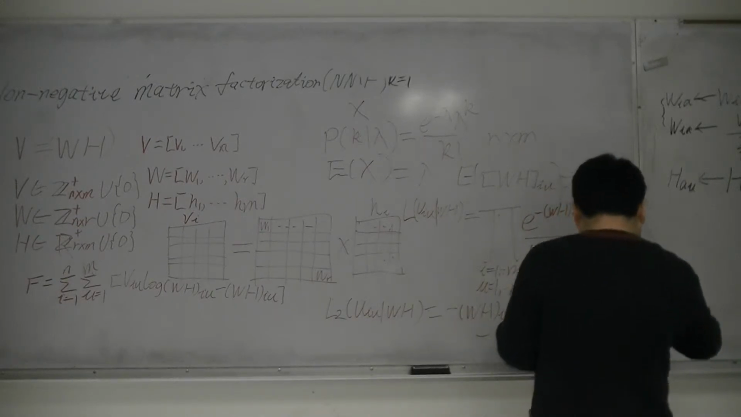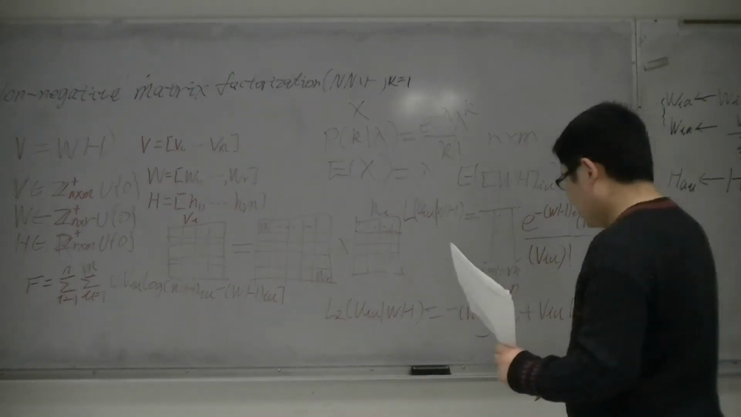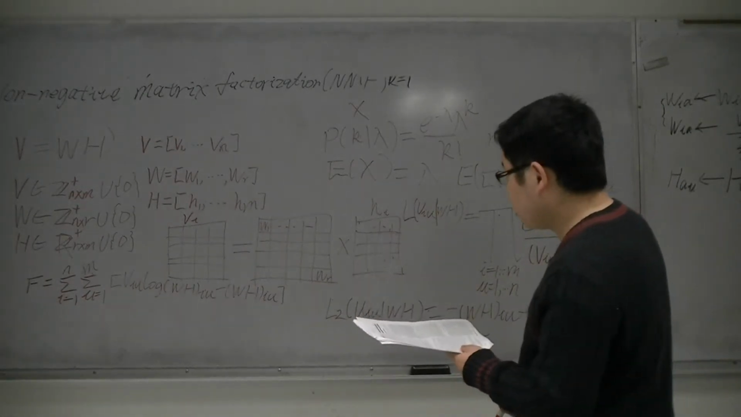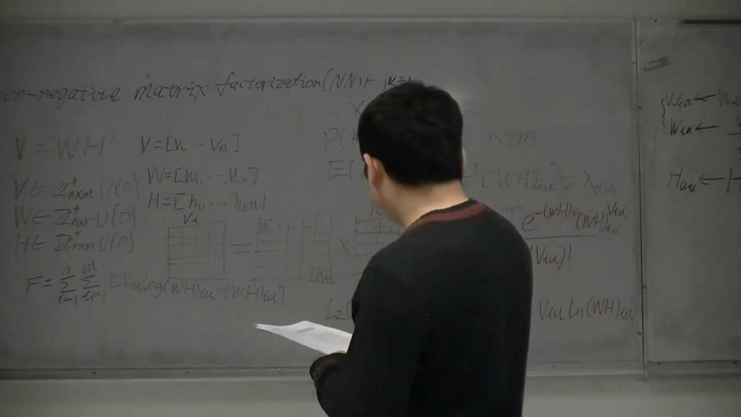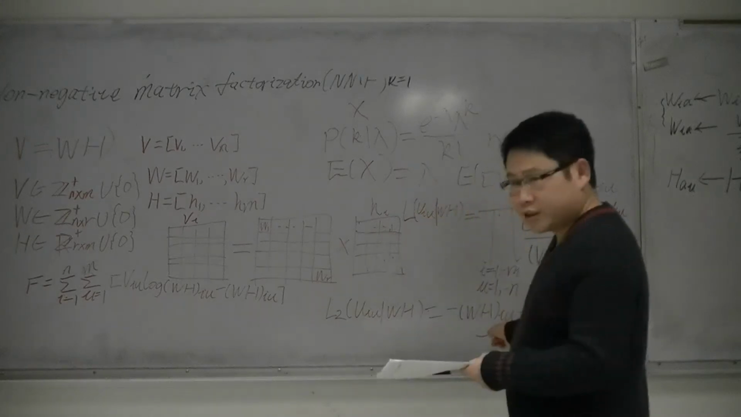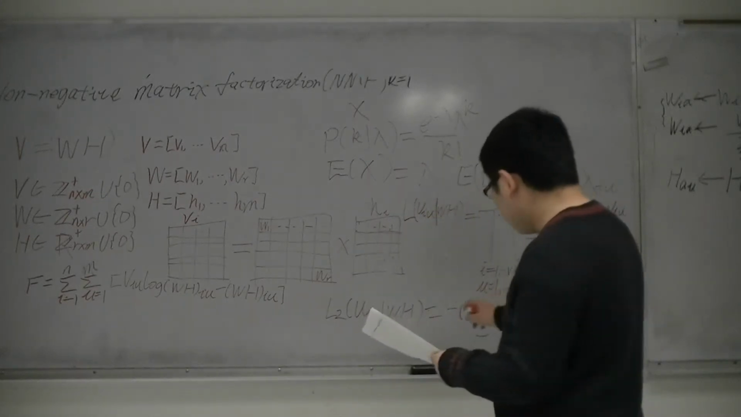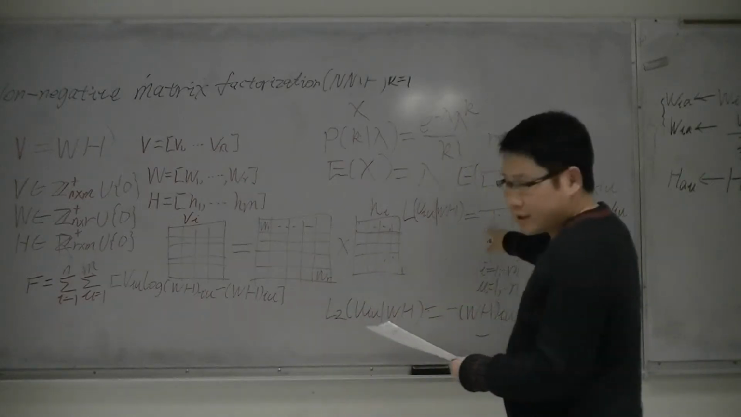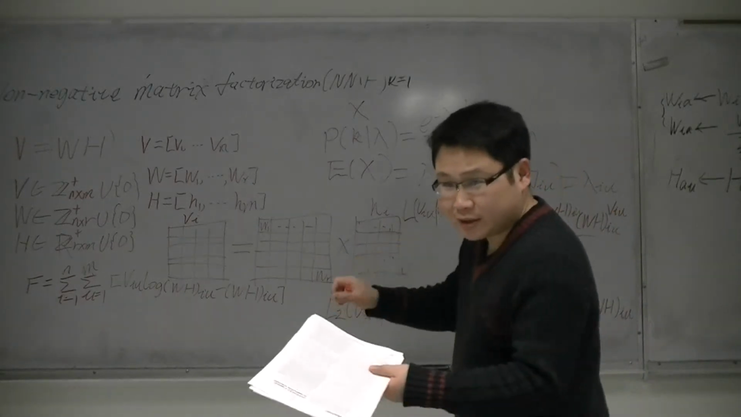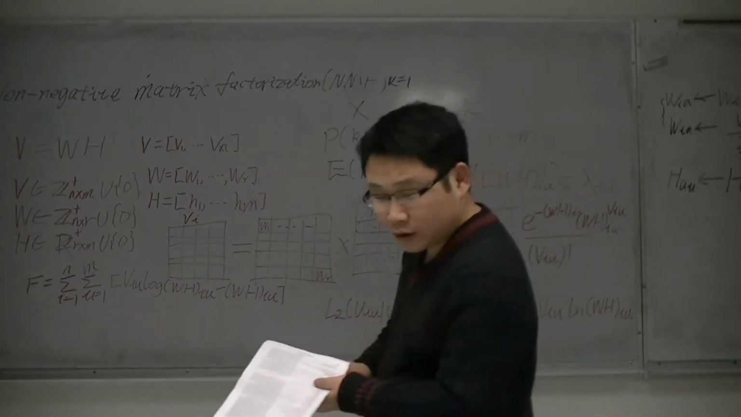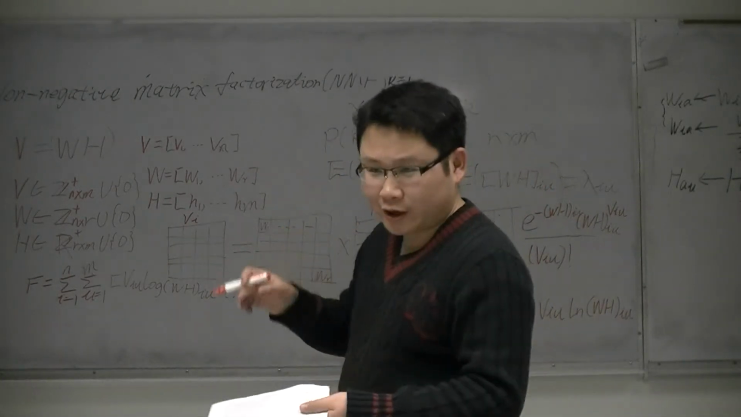What's the difference between WHiu and Viu? You say V is equal to WH, right? So when you say the iu element of WH, yes, every element. I don't use this symbol. They must be summed together. Let me write it down.